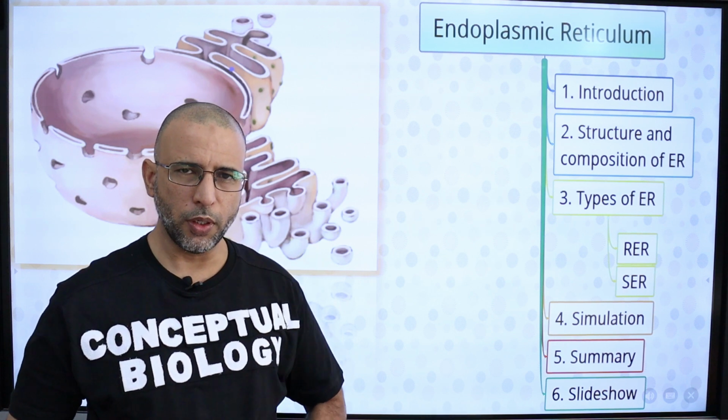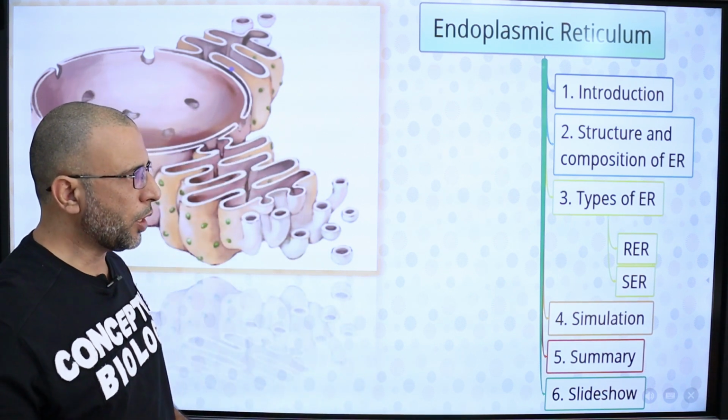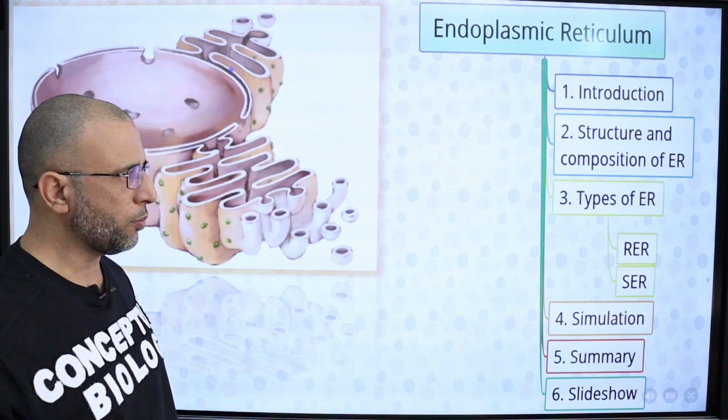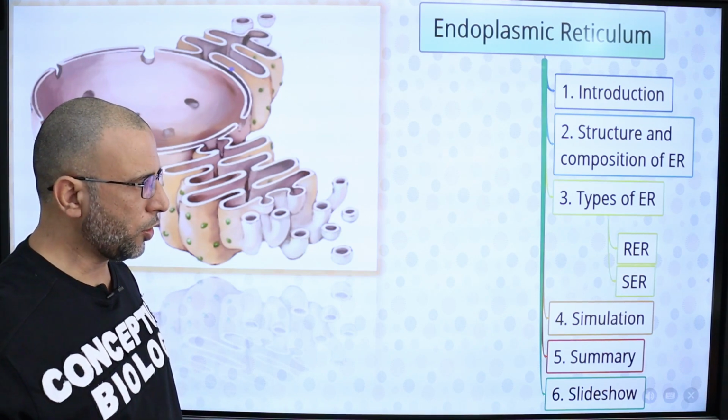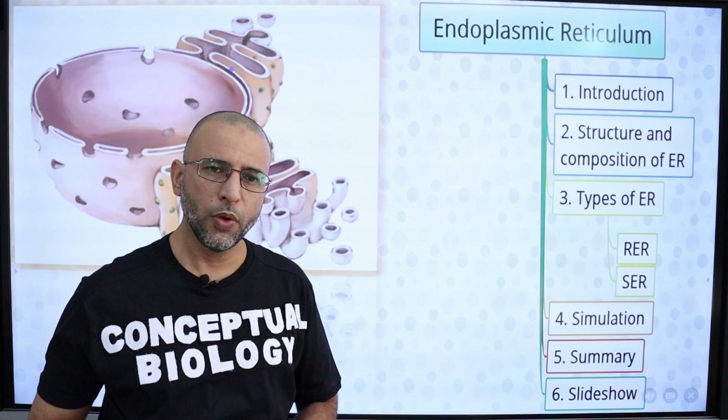Hi, I am Sohail. Today I am going to talk about the endoplasmic reticulum. The main points of the lesson are the structure and composition of the endoplasmic reticulum, and the types of endoplasmic reticulum, that is, rough endoplasmic reticulum and smooth endoplasmic reticulum.